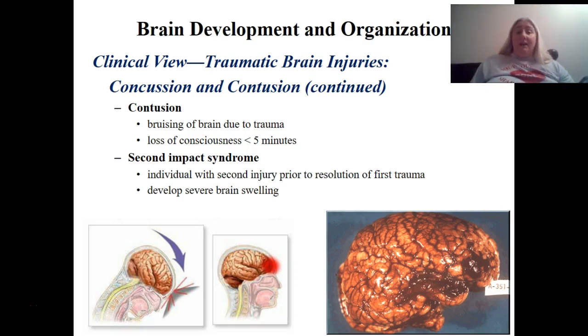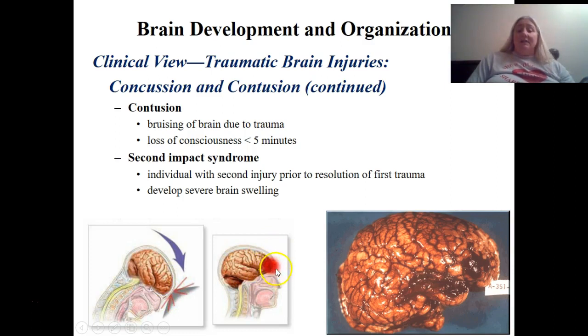A contusion then is severe bruising on the brain associated with a severe blow. And with a contusion, typically you are unconscious for multiple minutes. So here you're seeing someone hit something, so maybe they are in a car again and their head whips forward and hits the dashboard and then hits backwards.